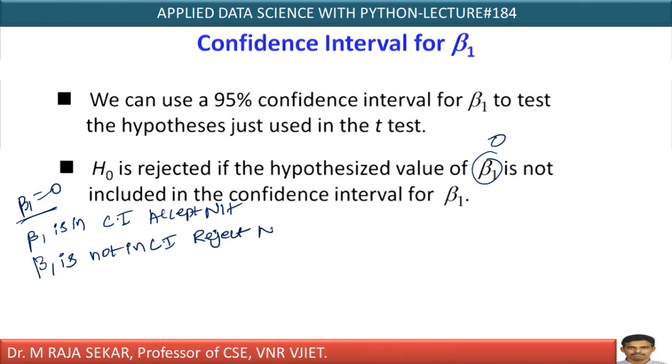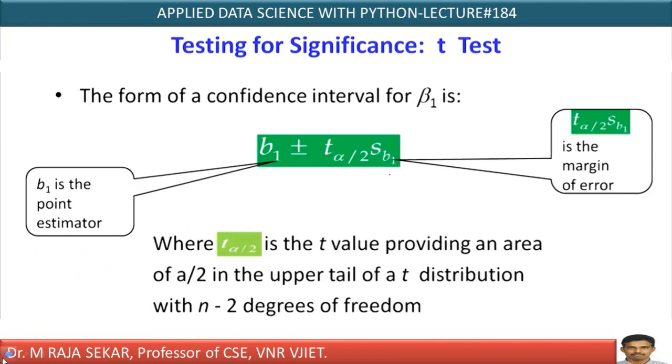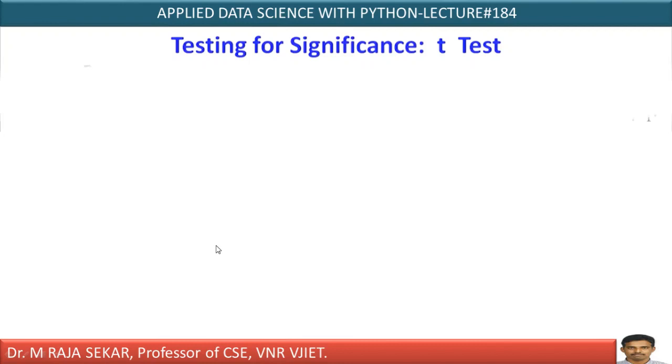That's the confidence interval procedure. What is the beta 1 assumed hypothesis value? 0. Therefore, if 0 is in the confidence interval, I must accept the null hypothesis. If 0 is not in the confidence interval, I must reject the null hypothesis. How can I calculate the confidence interval? This is the formula: B1 plus or minus t alpha by 2 into SB1. This I already discussed. We will calculate it after a few seconds.